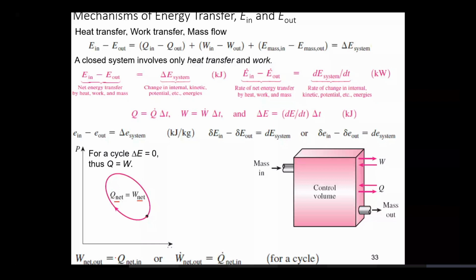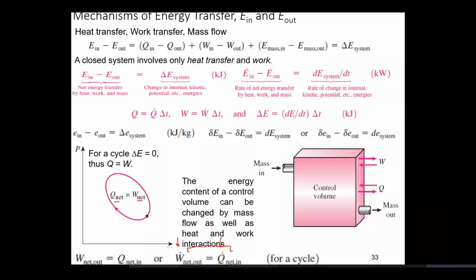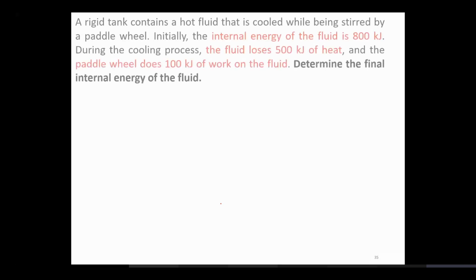Yes, sir. All right. So again, work net out and Q net in can be expressed in terms of rate, where you have a dot on top of both the heat and work energy transfer mechanisms. Moving on, since we have been through too many equations, we'll quickly go through an example to see how to apply them. I'll do one example today and the remaining examples in the upcoming class. So kindly have your notebooks with you in the upcoming class, because we'll continue with the examples of energy balance equations.